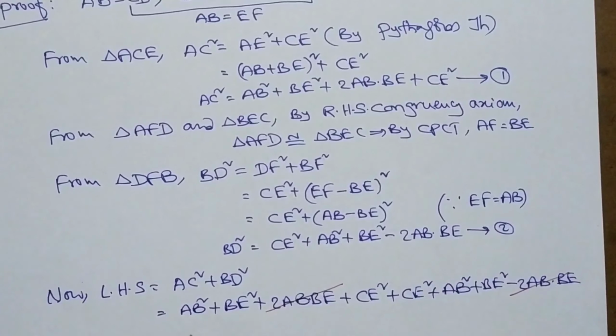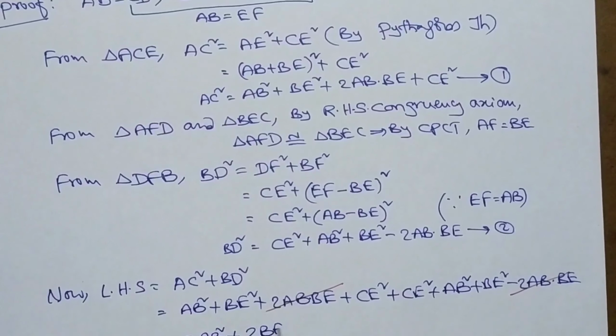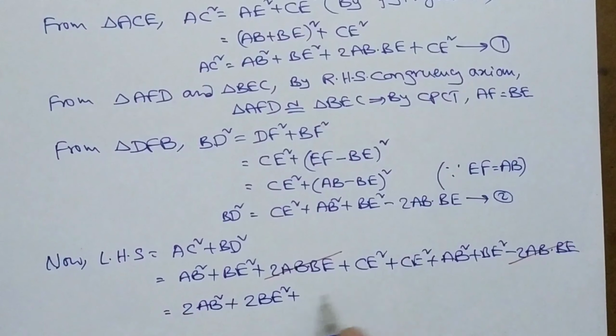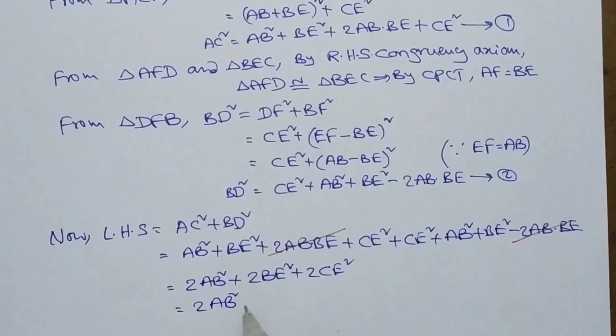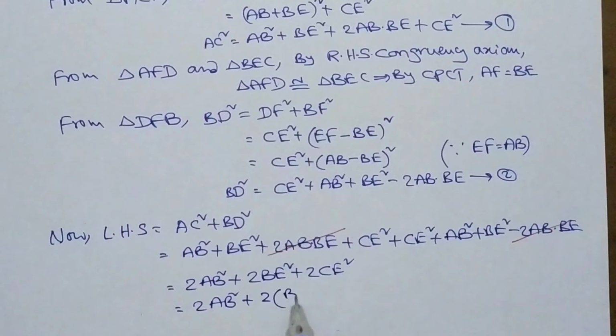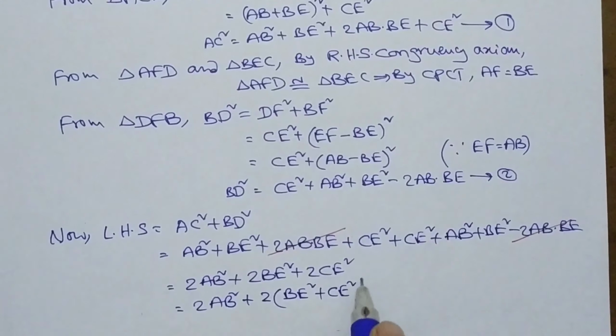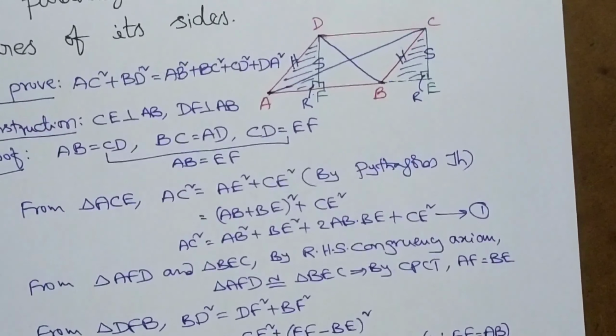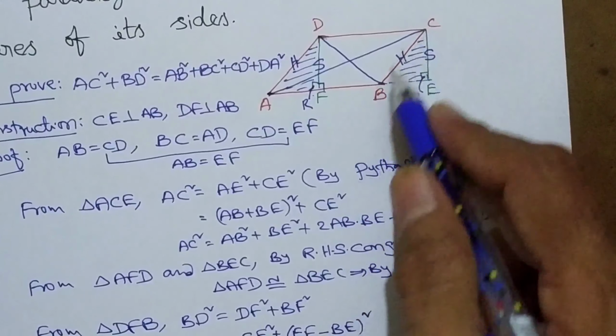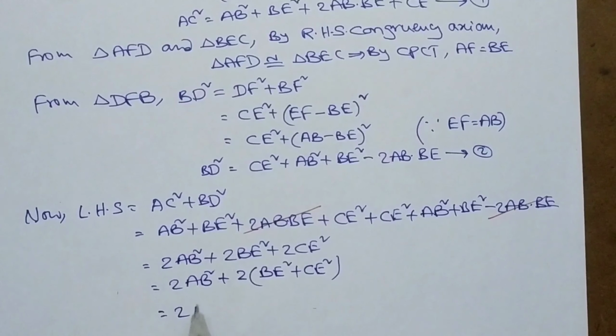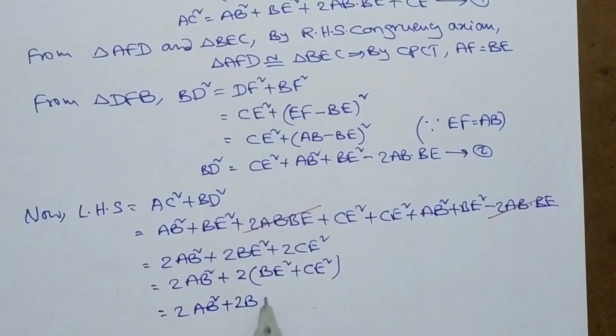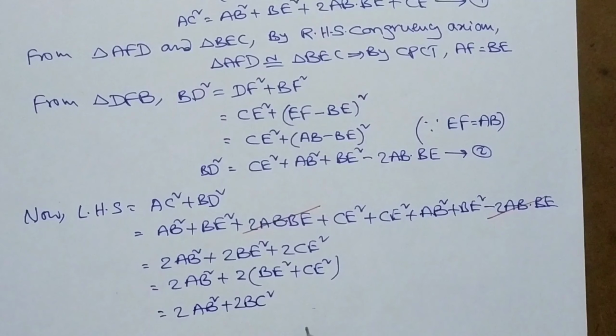Now here we get AB square plus AB square means 2 times AB square, plus BE square plus BE square, 2 times BE square, plus CE square plus CE square, 2 times CE square. So here let us write 2AB square as it is, and then in these two let us take 2 common. This is BE square plus CE square, right? Now here let us see the figure. BE square plus CE square can be written as BC square since it is right angle triangle by Pythagoras theorem. So here let us write 2AB square as it is, and this is 2 times BC square because BE square plus CE square is BC square.